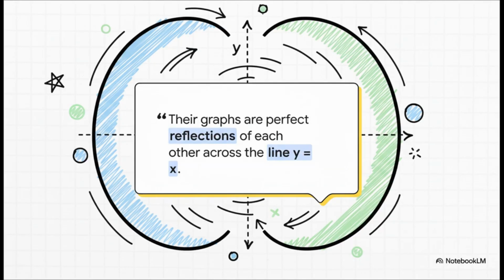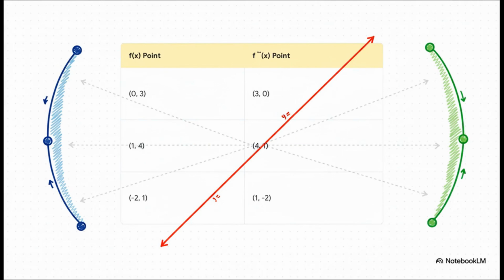And this is that beautiful secret I was talking about. When you put both of these on a graph, you don't just see 2 random lines. What you see is this perfect, gorgeous symmetry. They are perfect mirror images of each other, reflected right across that diagonal line y equals x. And if you look at the points, you can see exactly why this happens. Check it out. A point like (0, 3) on our original line becomes (3, 0) on the inverse line. The point (1, 4) becomes (4, 1). You see that? The x and y coordinates are just swapped.